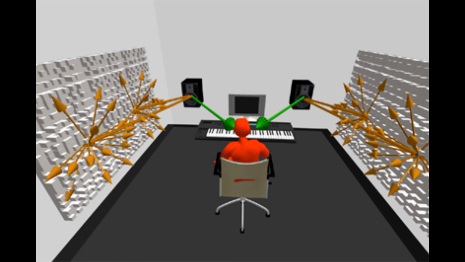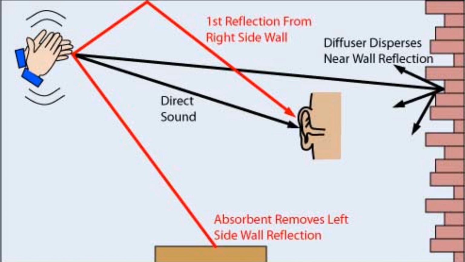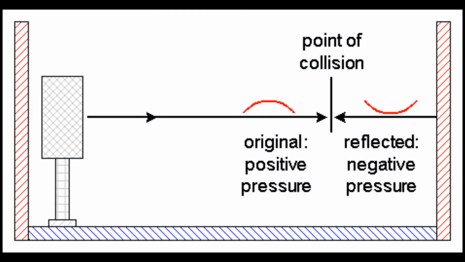There's diffusion and absorption. Absorption is foam. It takes sound energy and turns it into heat. And diffusion, the sound hits it and then it bounces off. You want to prevent standing waves, which is sound bouncing off the wall, coming back, and creating an interference kind of pattern. That's not good at all, and that messes up your listening position.